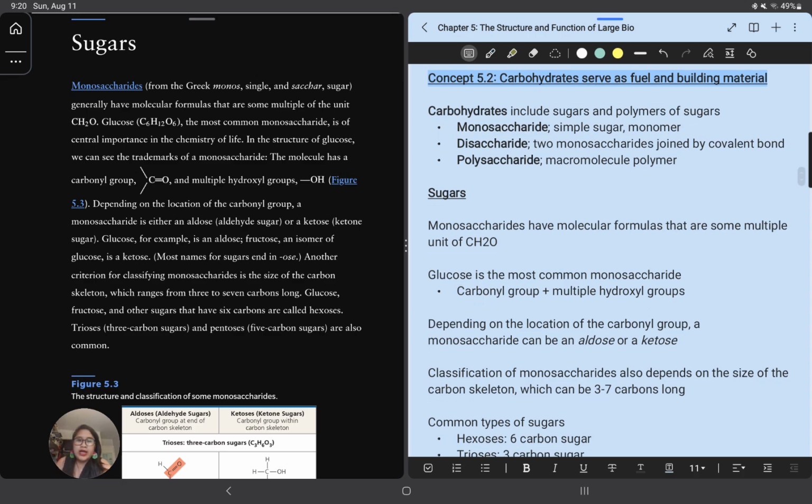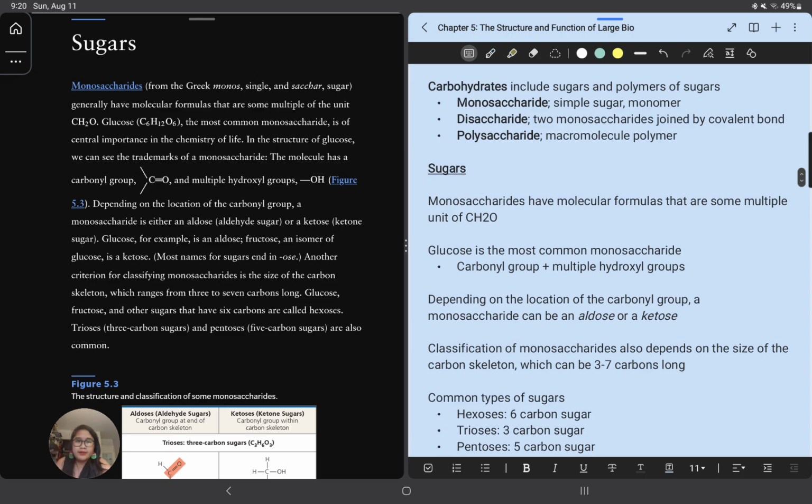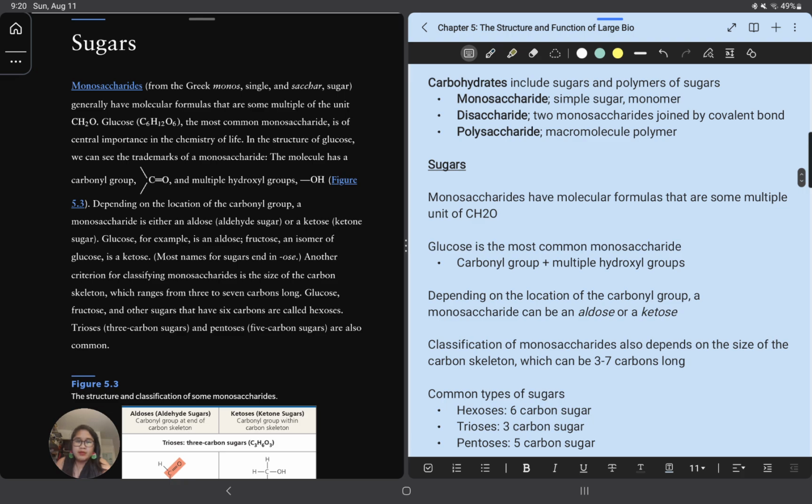So for my notes, I wrote carbohydrates include sugars and polymers of sugars. A monosaccharide is a simple sugar or a monomer, and a monomer is a building block. It's one part that chains together with other things. A disaccharide is two monosaccharides joined together by a covalent bond, so it's two monomers. A polysaccharide is a macromolecule polymer built up of multiple monosaccharides, more than two. If it were two, it'd be a disaccharide. If it were more than two, it's a polysaccharide.